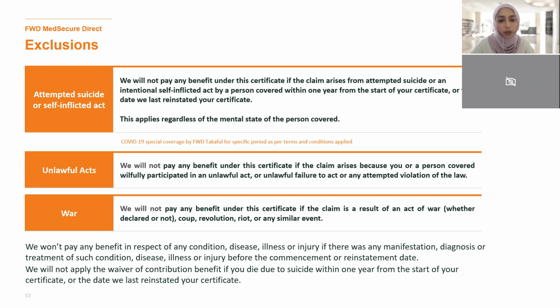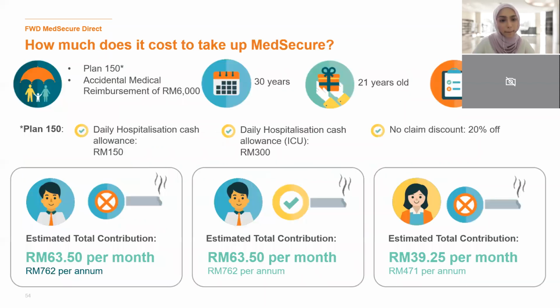We will also not apply the waiver of contribution benefit if you pass on due to suicide within 1 year. So for example, one of the exclusions we have there is that if you commit suicide within the first year, right, then the waiver of contribution will also not be applied to your family if that happens.